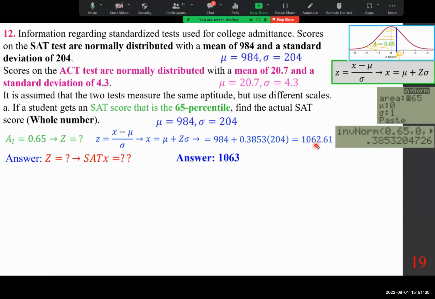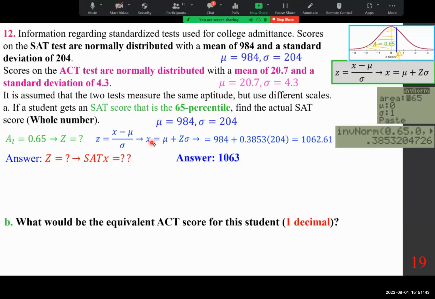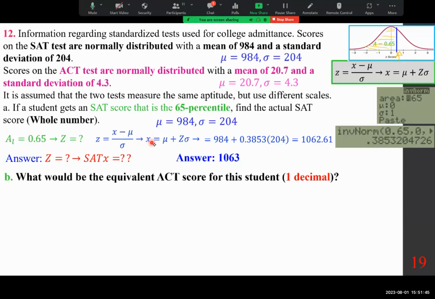So the process graph will help us find the z, and in this formula, we can find x. Now the next one says, what would be the equivalent ACT? Now, this number, how would this number be represented if we are dealing with ACT? So I hope you see what the question is asking us. So an SAT score of 1063 corresponds to ACT score of what?